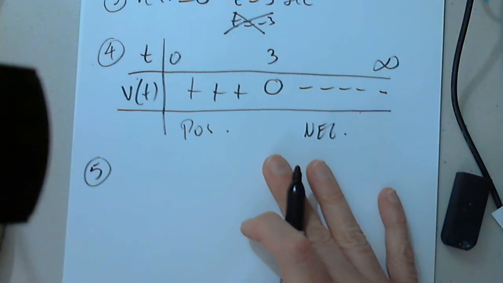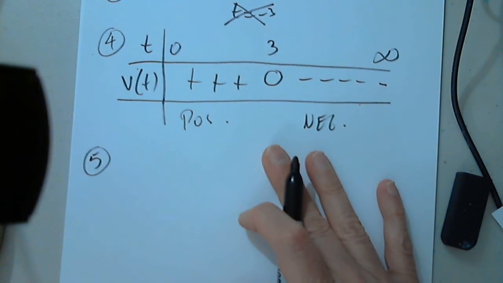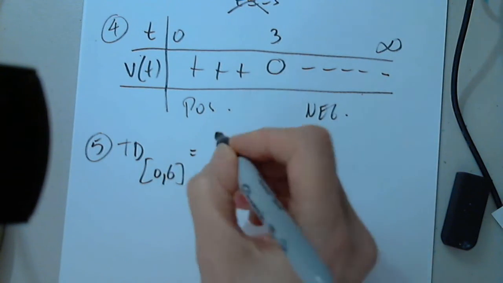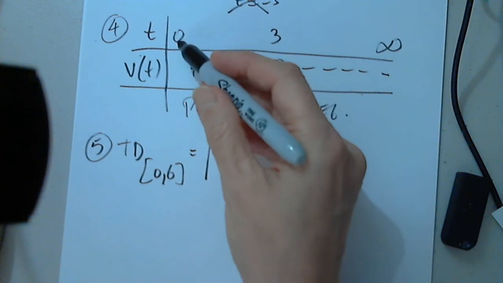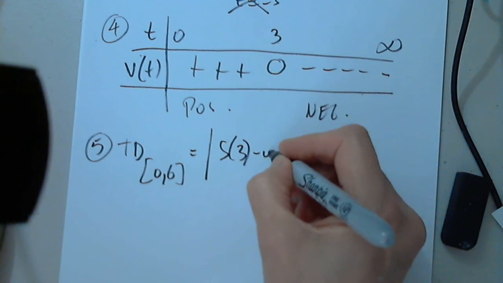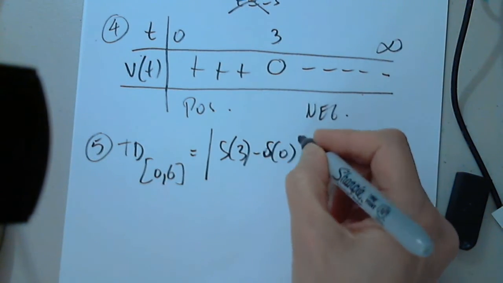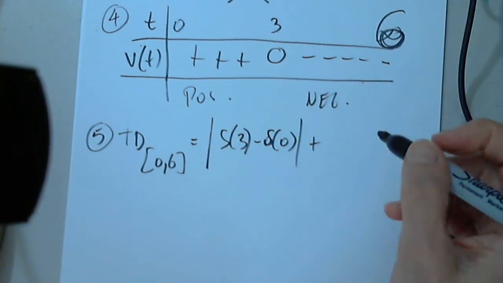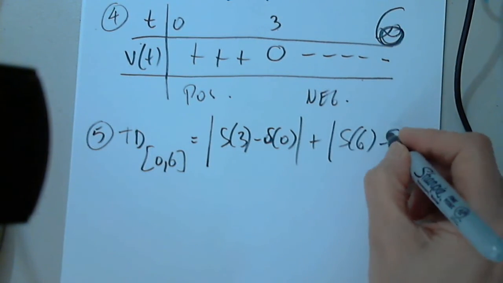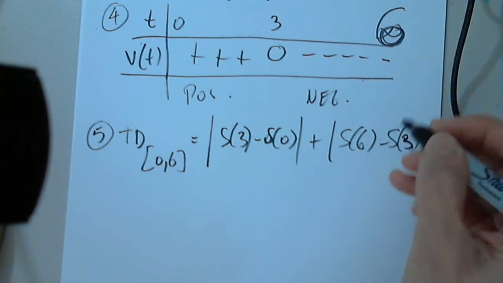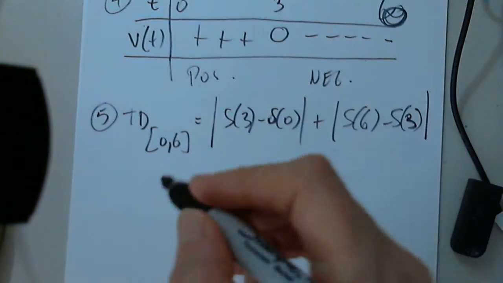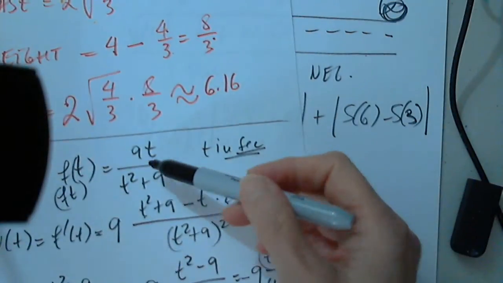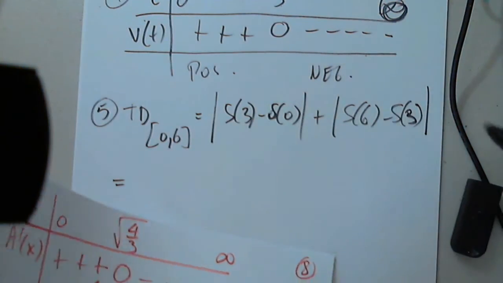Then find the total distance traveled during the first 6 seconds. So total distance between 0 and 6 will be the absolute value of s of 3 minus s of 0, plus, because they want 6, I'm going to change this to 6, plus the absolute value of s of 6 minus s of 3. So now I have to put this function in and plug in 3 and 0 and 6.